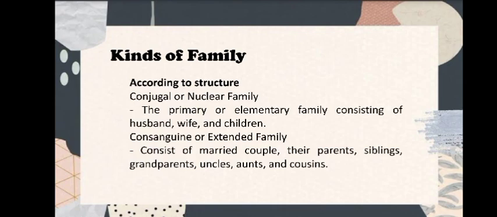Next is consanguine or extended family. It consists of a married couple, their parents, siblings, grandparents, uncles, aunties, and cousins. So it is understood that this kind of family extends beyond the nuclear family, consisting of parents like father, mother, and their children, with aunties, uncles, and cousins all living in the same household.